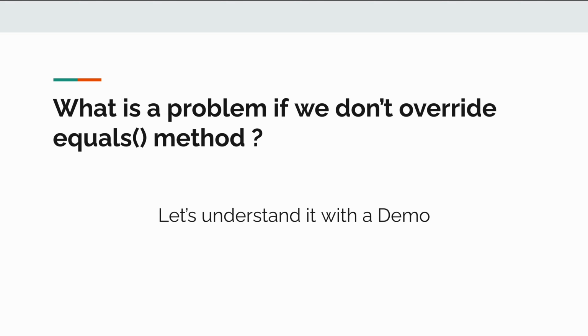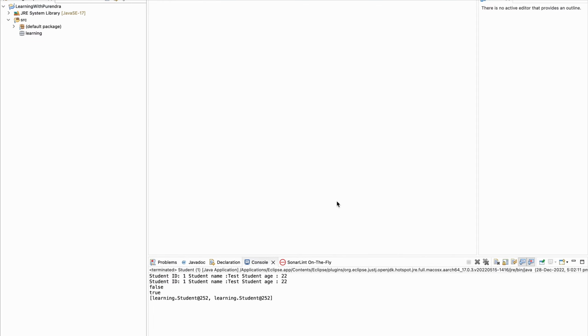So let's divide this topic into multiple parts. First, I will go with the equals method and then we will go with the hashCode method. My first question is, what is the problem if we don't override the equals method? Stay tuned to the end of this video to get all of your answers. Okay, so let's understand this problem with our demo.